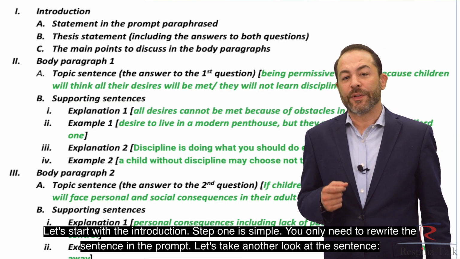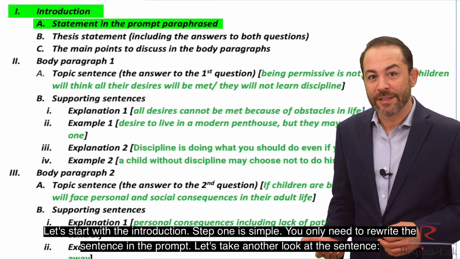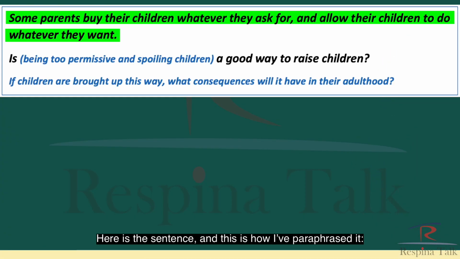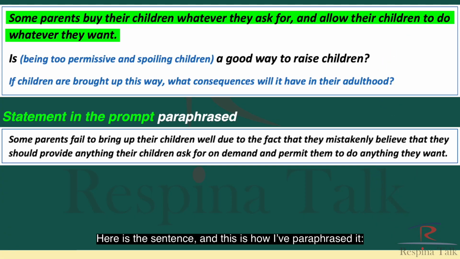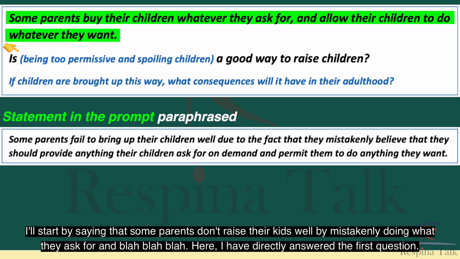All right, let's start with the introduction. Step 1 is simple. You only need to rewrite the sentence in the prompt. Let's take a look at the sentence. So here's the sentence, and this is how I have paraphrased it. Here, I thought I would start the introduction by answering the first question, which asks if this is a good way to raise kids. I will start by saying that some parents don't raise their kids well, by mistakenly doing what they ask for and so on. Here, I have directly answered the first question.